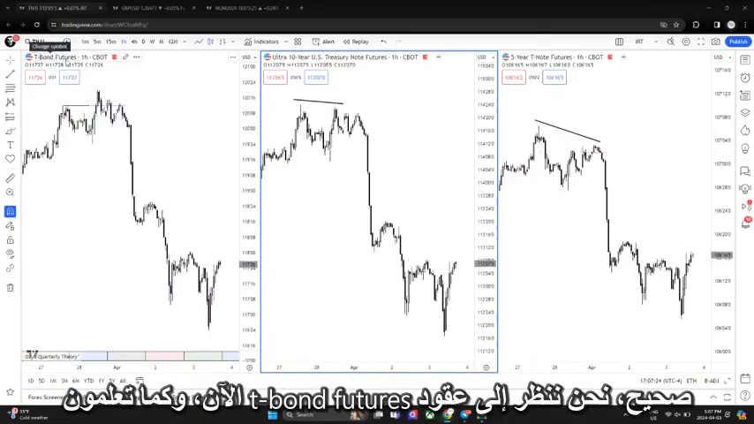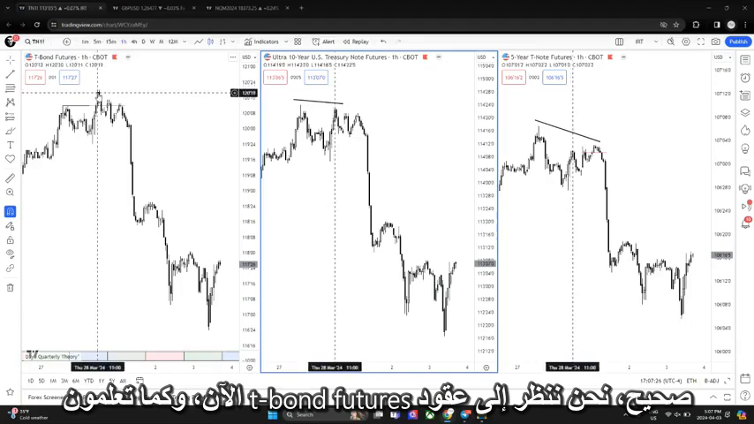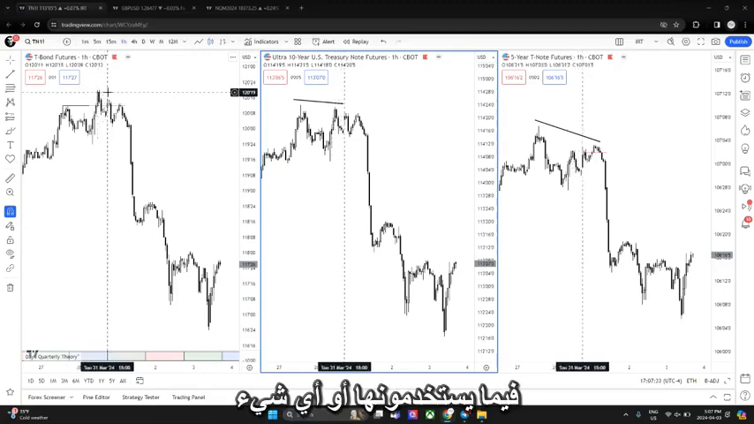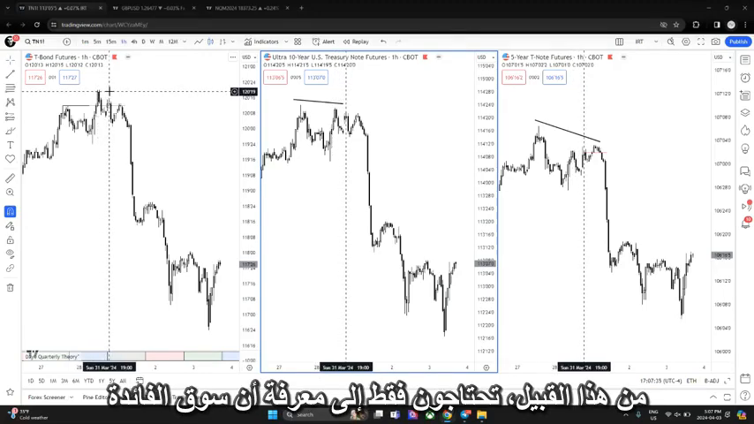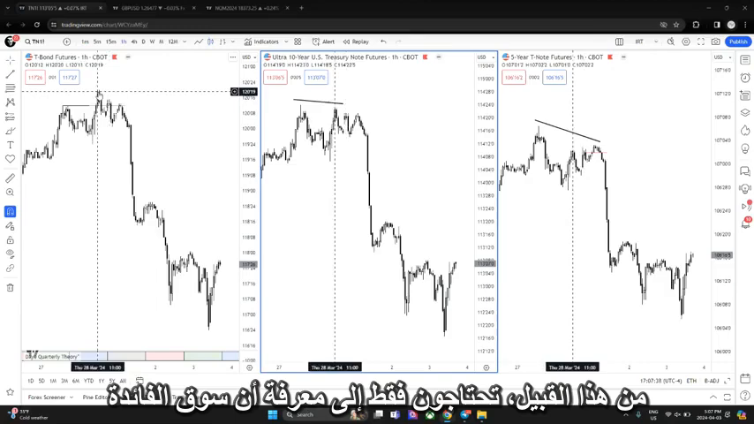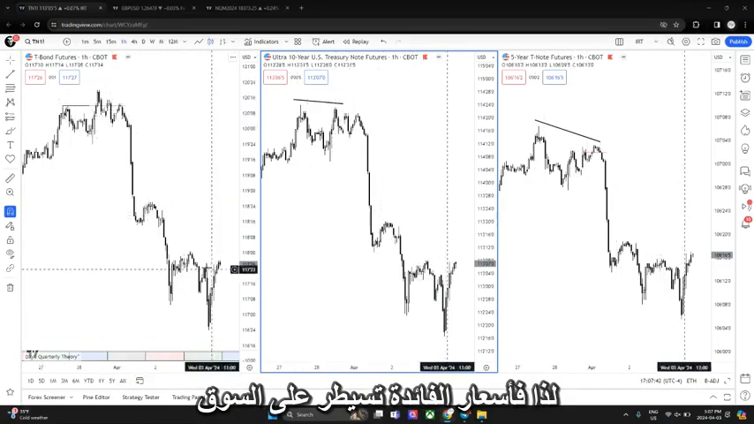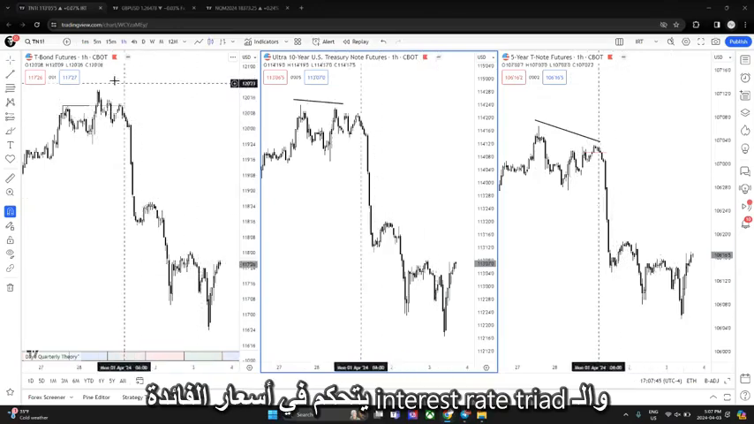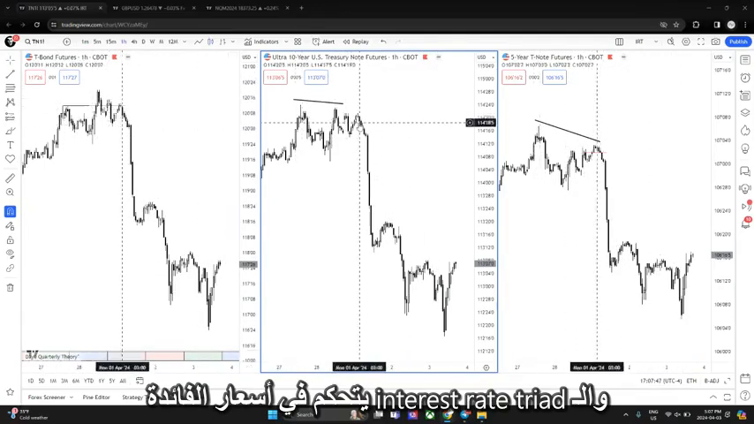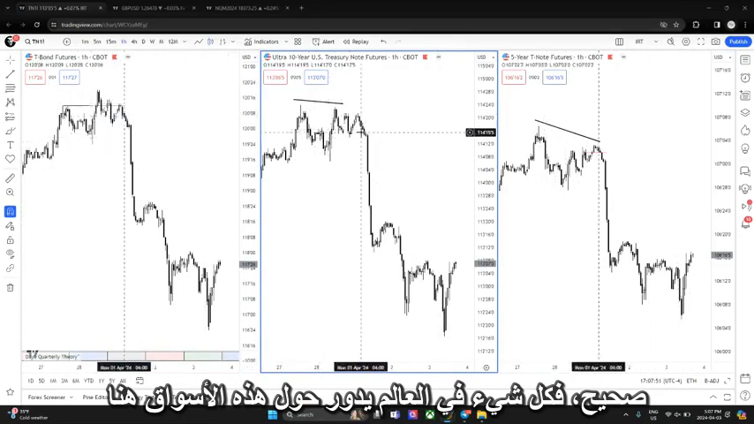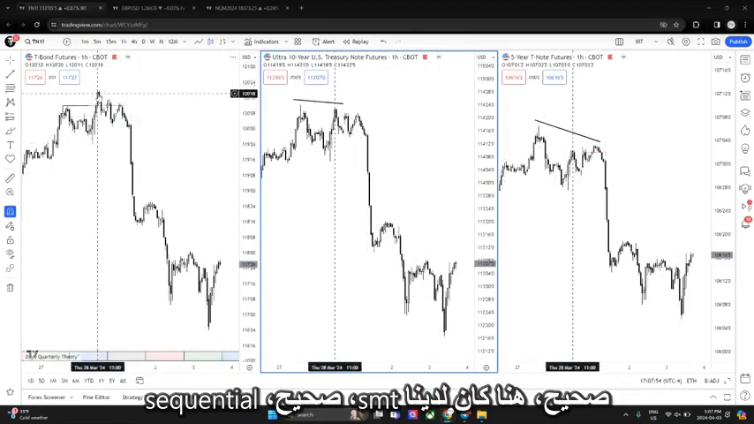We're looking at the T-bond futures right now, and you don't need to really have an in-depth understanding of what it is or what they use it for. You just need to know that the interest rate market controls the market. So interest rates control the market, and the interest rate triads control interest rates. Everything in the world revolves around these markets right here. So here we had sequential SMT.